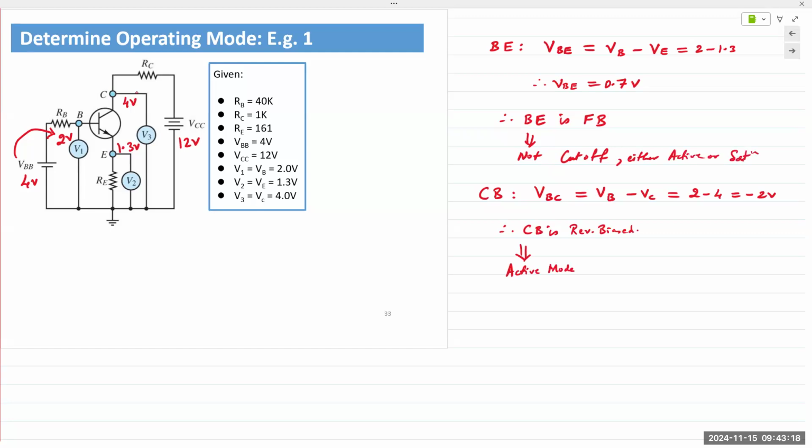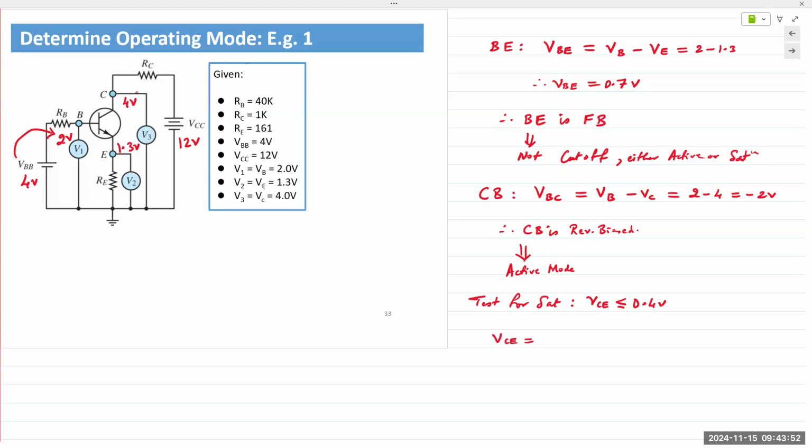Either active or saturation. But let's test for saturation anyway. To test for saturation, remember BJT saturation is on the left side, close to the y-axis. So VCE would be less than or equal to 0.4 volts. Typically, it would be around 0.2 or less. But again, if it's 0.4 or less, then the transistor would be in saturation.